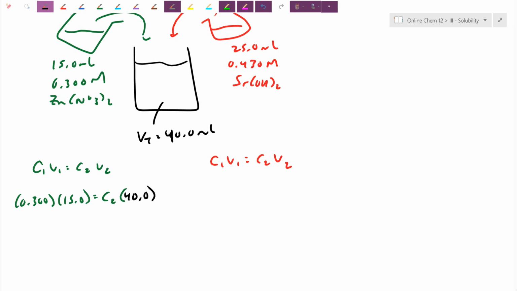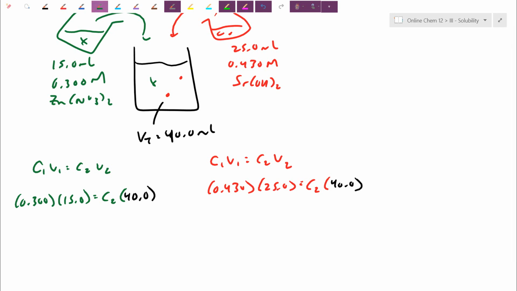Similarly, on the other side of here, the concentration started off being 0.430. My starting volume was 25. What's the new concentration now that my total volume is 40? They're basically in this pool altogether. Any zinc nitrate is now in the pool. Any strontium hydroxide is also in the pool here.